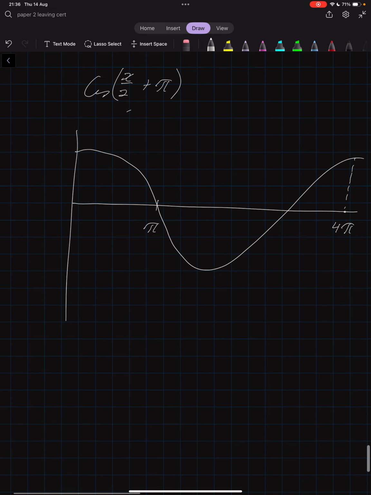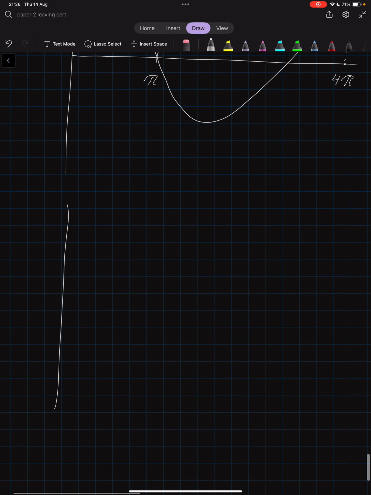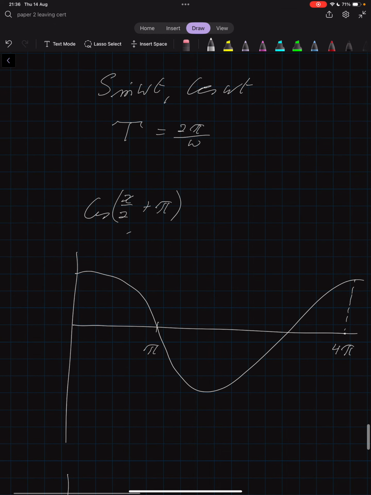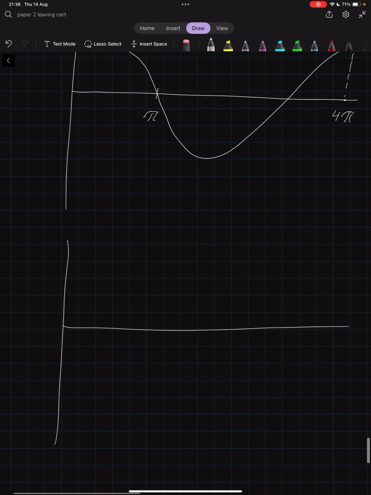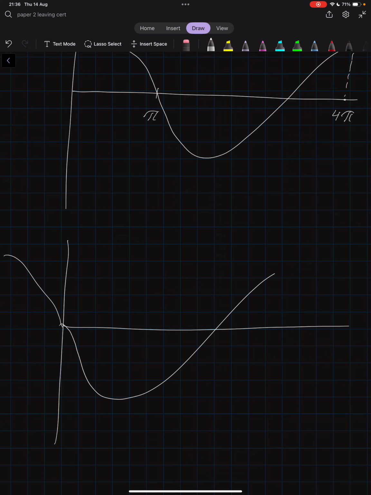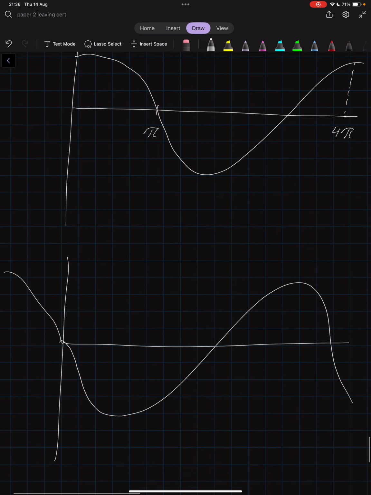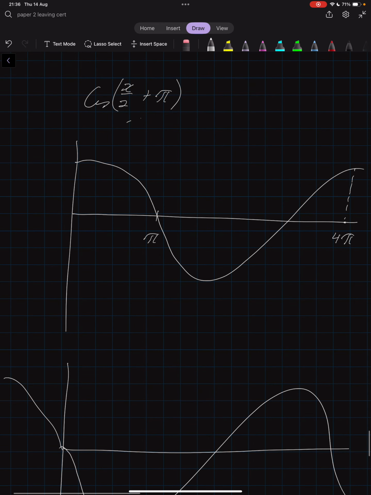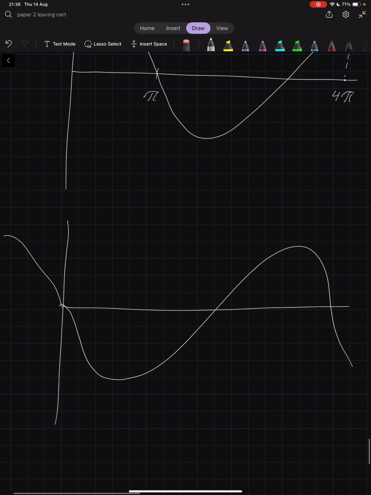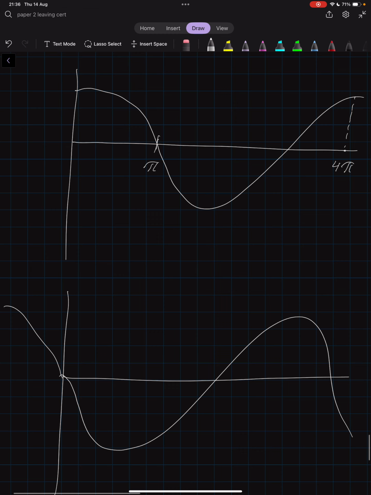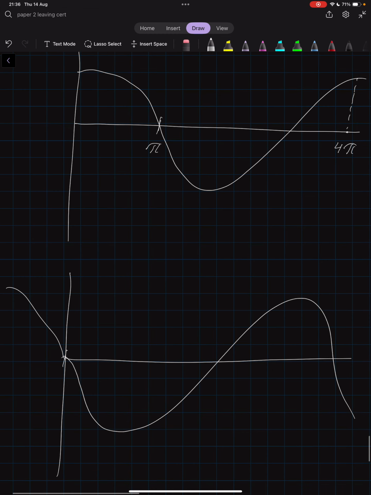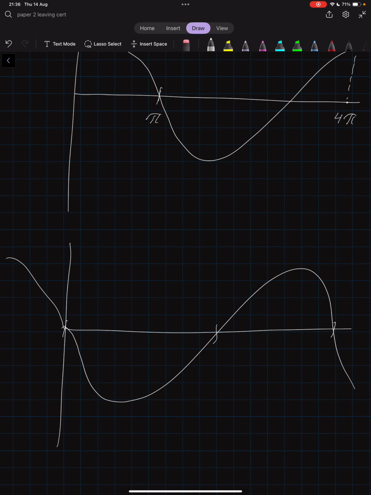Okay? And remember, adding pi actually shifts it to the left by pi. So I would actually end up with something like this. So it would actually kind of look like a minus sine wave. If you add pi onto it, it kind of looks like a minus sine basically. So it's kind of this part here that I'm graphing. Okay? All right. And that's kind of that. So this would be 2 pi and then this would be 4 pi.